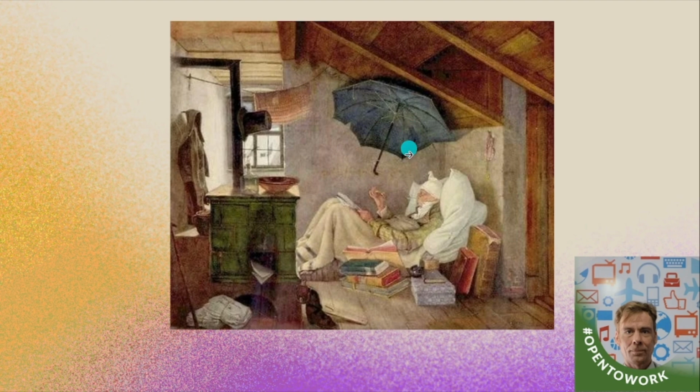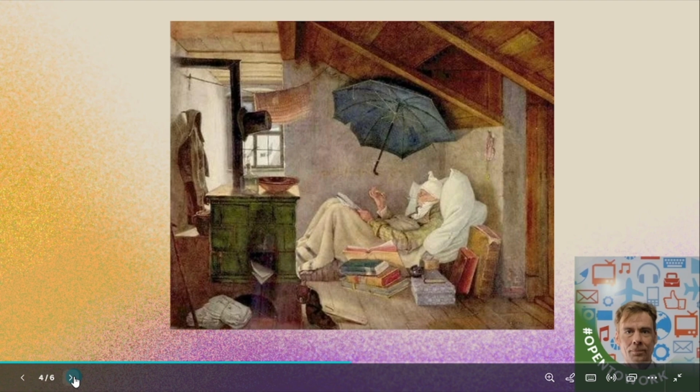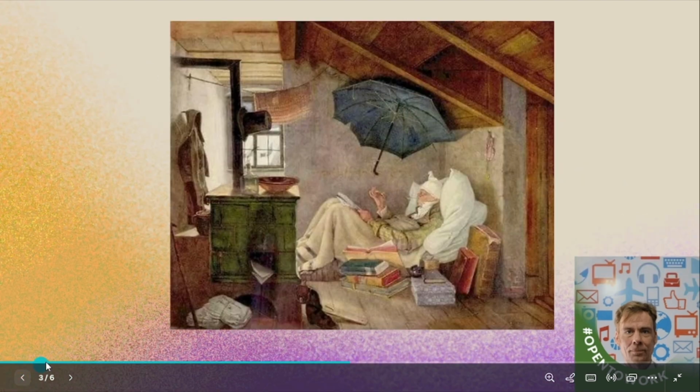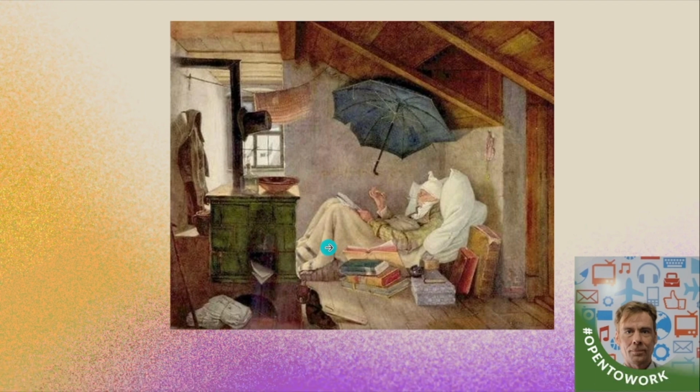Where is the umbrella in relation to the man? The umbrella is above the man and the bed. There is a table, the bed, and of the table is a window. So where is the table in relation to the bed? The table is in front of the bed.